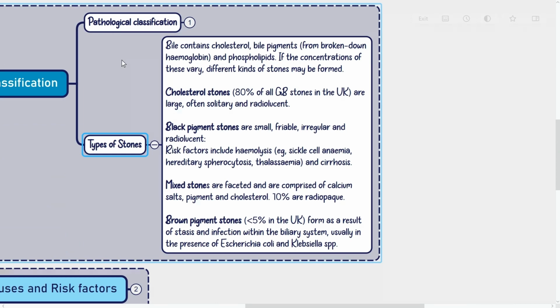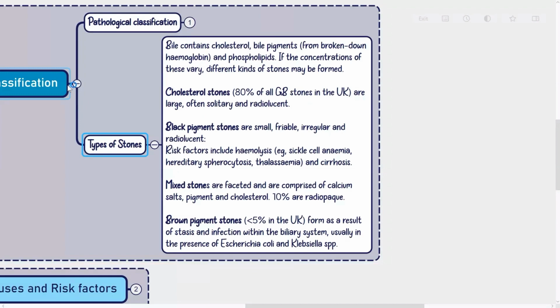Types of stones. Bile contains cholesterol, bile pigments from broken down hemoglobin, and phospholipids. If the concentrations of these vary, different kinds of stones may be formed. Cholesterol stones: 80% of all GB stones in the UK are large, often solitary and radiolucent.